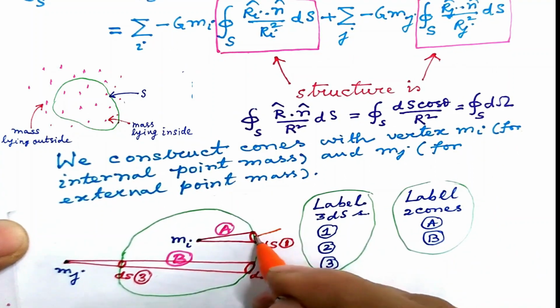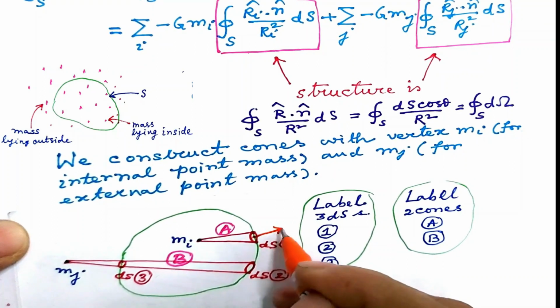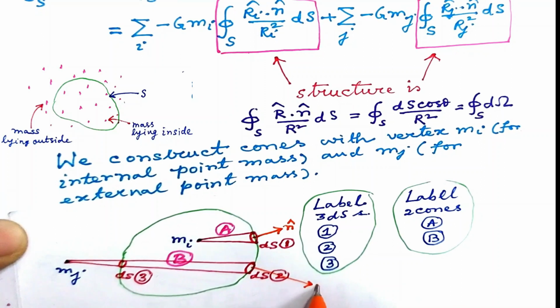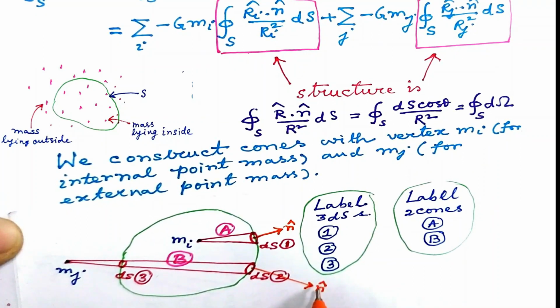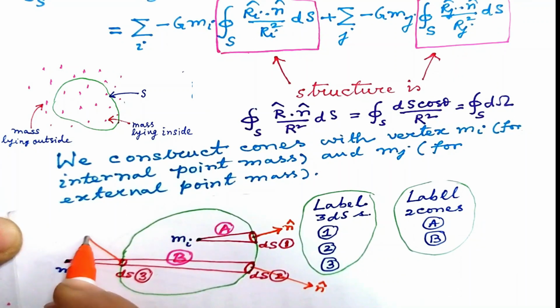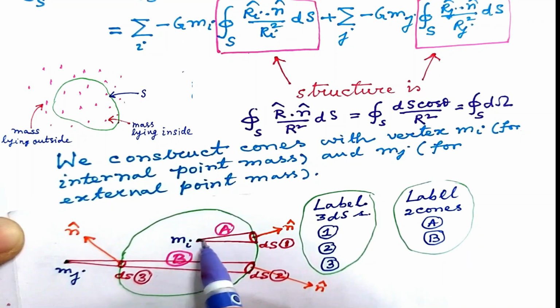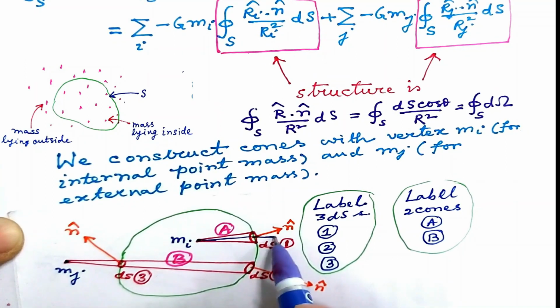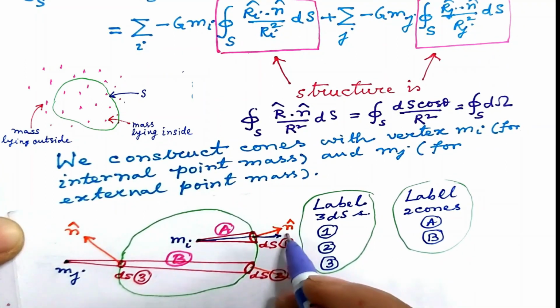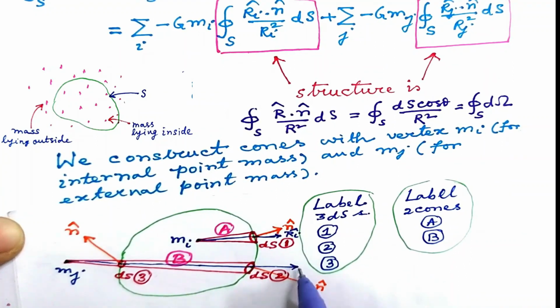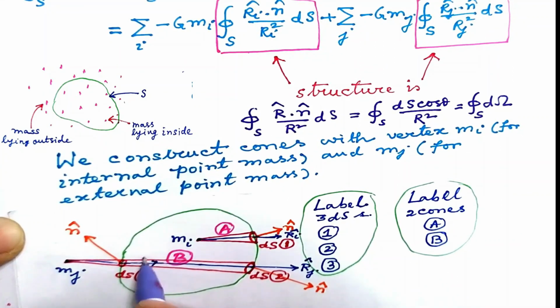This is the outward unit normal of this ds labeled as encircled 1. This is n hat of the ds labeled as encircled 2. And this is the outward normal of the ds labeled as encircled 3. We now draw the radial unit vector r_i hat from m_i and the radial unit vector r_j hat from m_j.